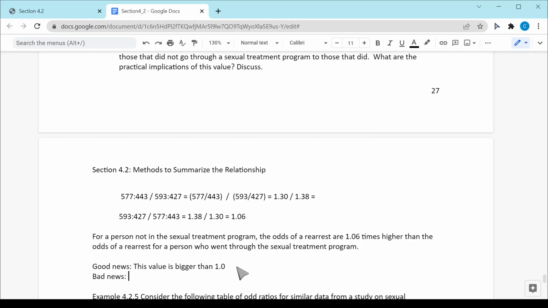the bad news is this value is very close to 1. 1.06 is not very much bigger than 1. If this quantity right here is 1, that means the odds are the same between those two groups, and that means the sexual treatment program isn't doing anything. And 1.06 is not very much larger than 1. So we can say that the sexual treatment program is working, it's just not working very well at all.